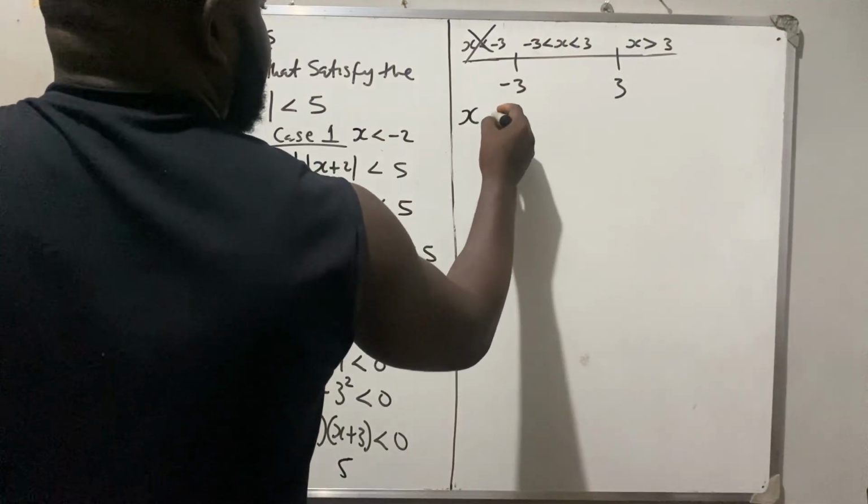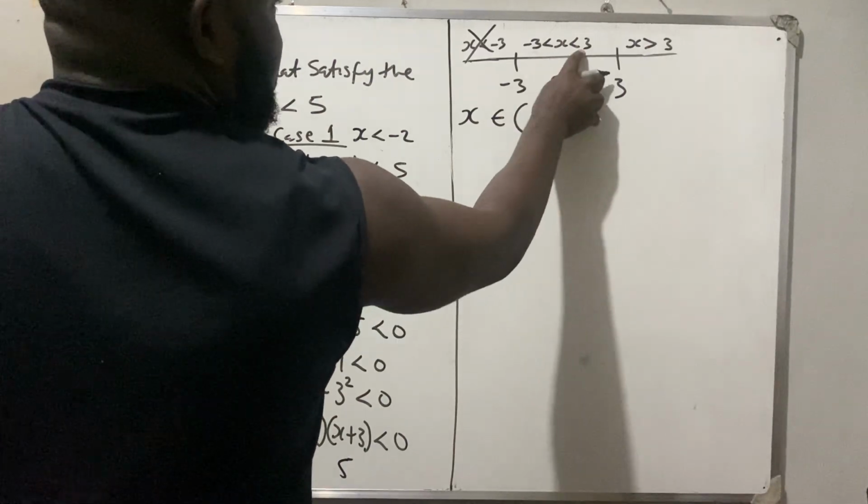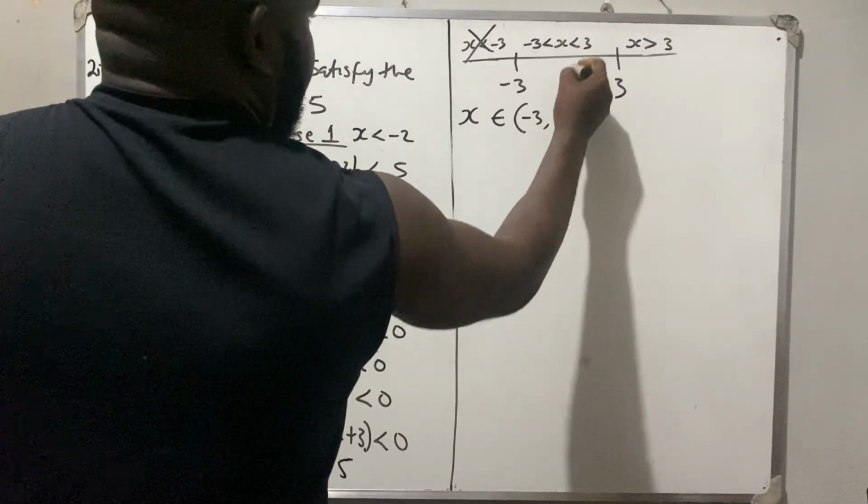So our answer here is that x is an element of an open bracket, because there is no equal to, open bracket of minus 3 and 3.